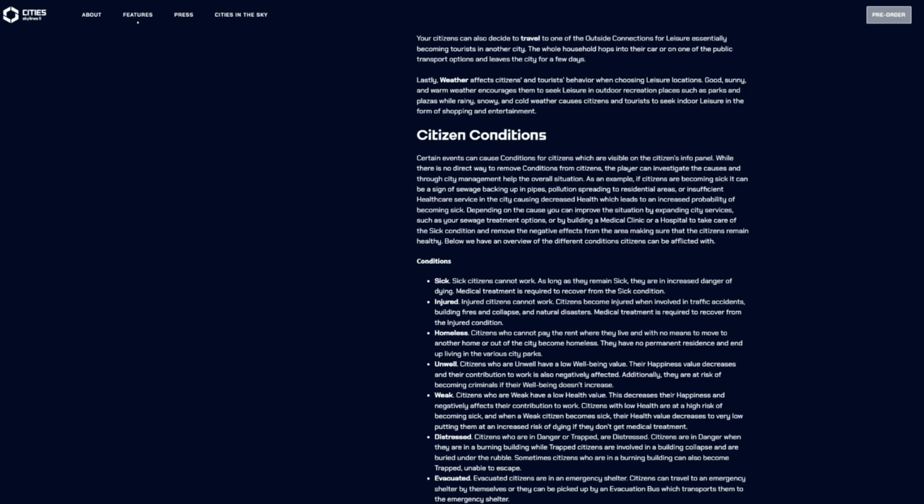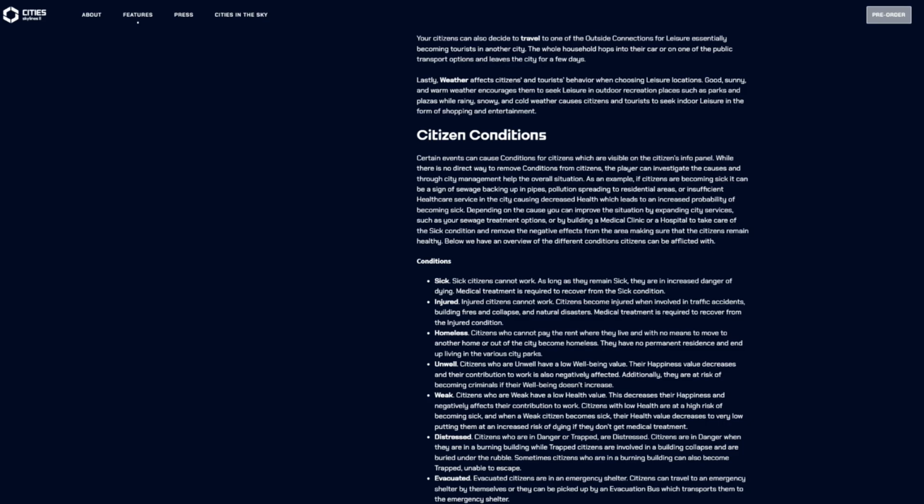Weak citizens have low health value. This decreases their happiness and negatively affects their contribution to work as well. Citizens with low health are at high risk of becoming sick, and when a weak citizen becomes sick, their health value decreases to very low, putting them at an increased risk of dying if they don't get medical treatment.